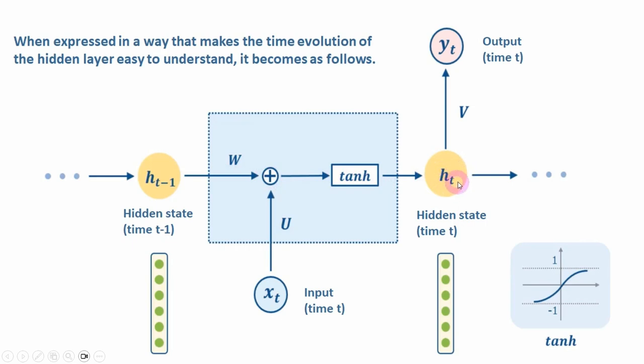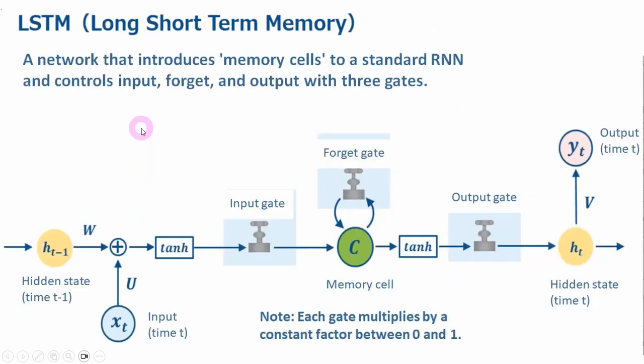Then, to produce the output at time t, we take h_t and multiply it by a third weight matrix V, giving y_t. This diagram clearly shows how the hidden state evolves over time, feeding back into itself at each step. That's the basic RNN in a time-unrolled view. So, what makes LSTM cells so special?